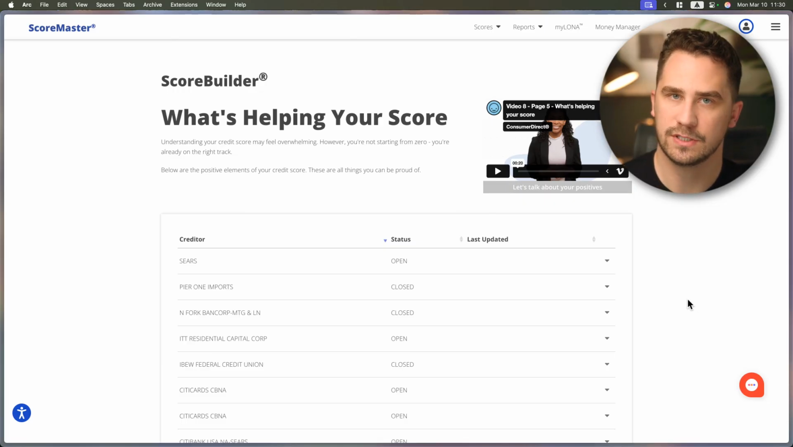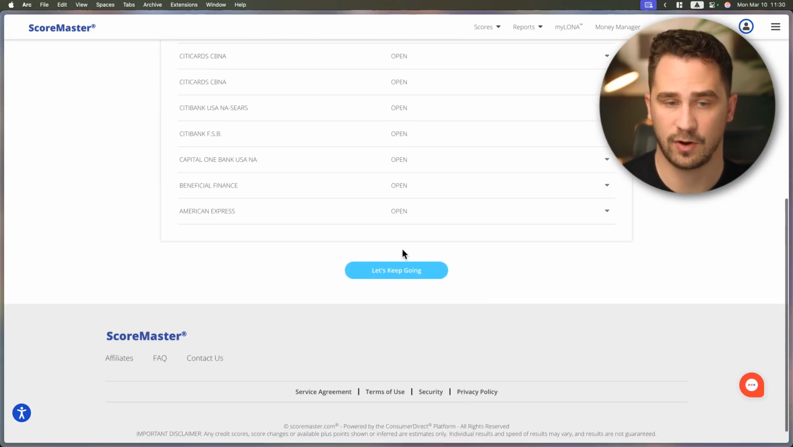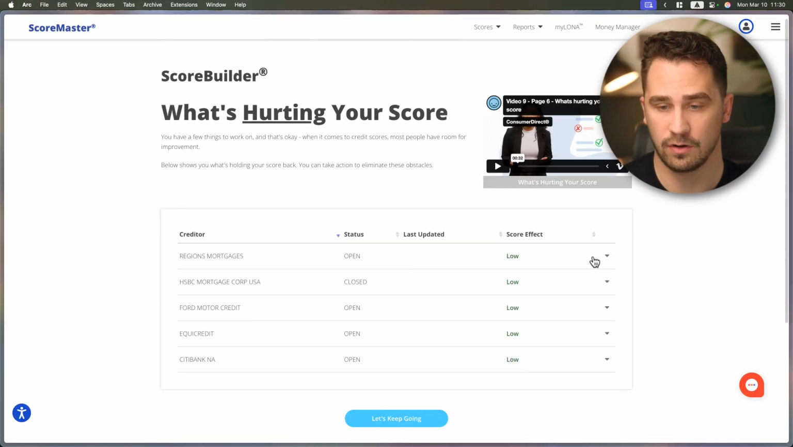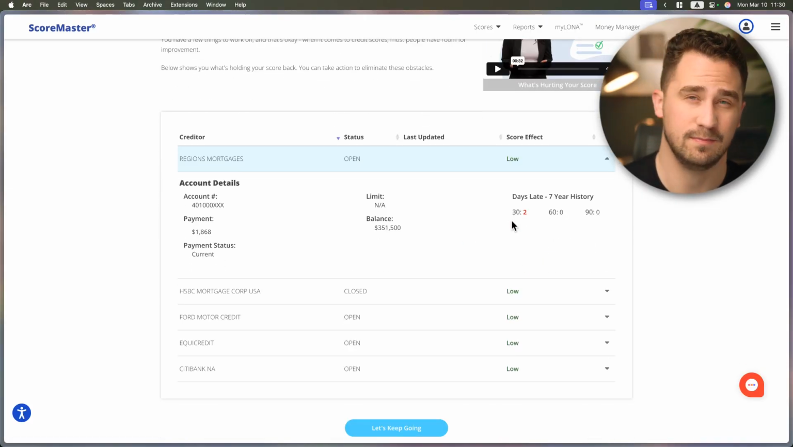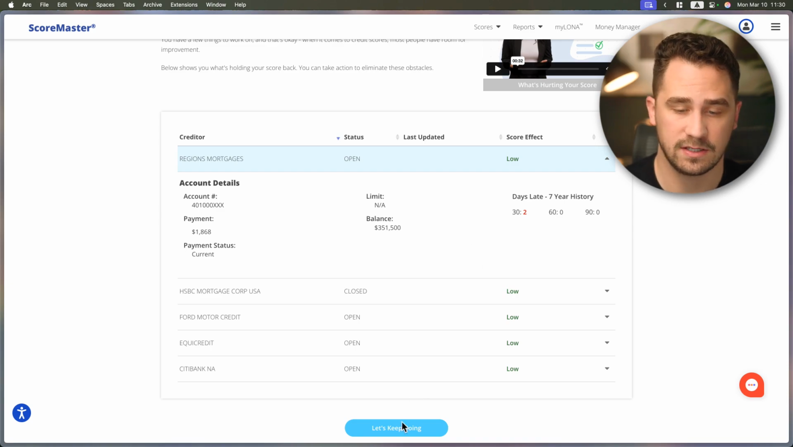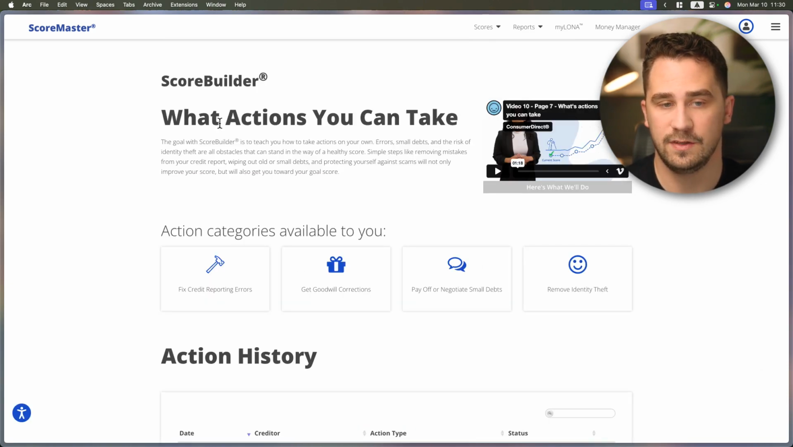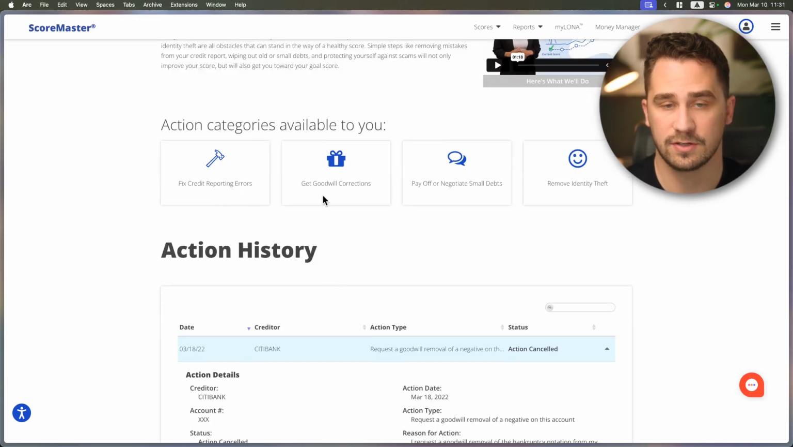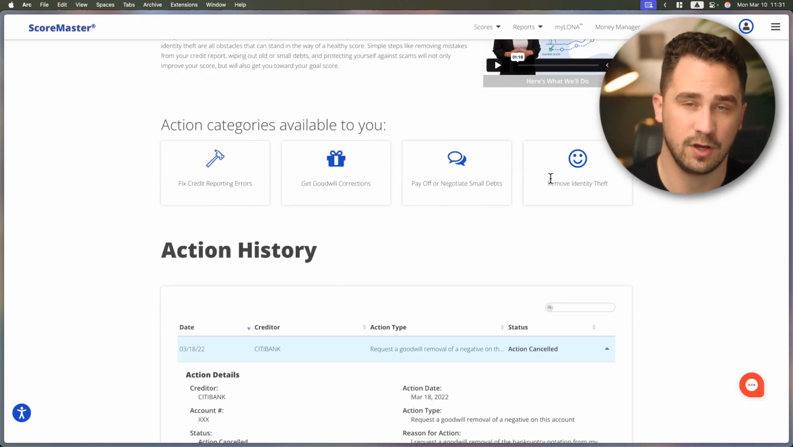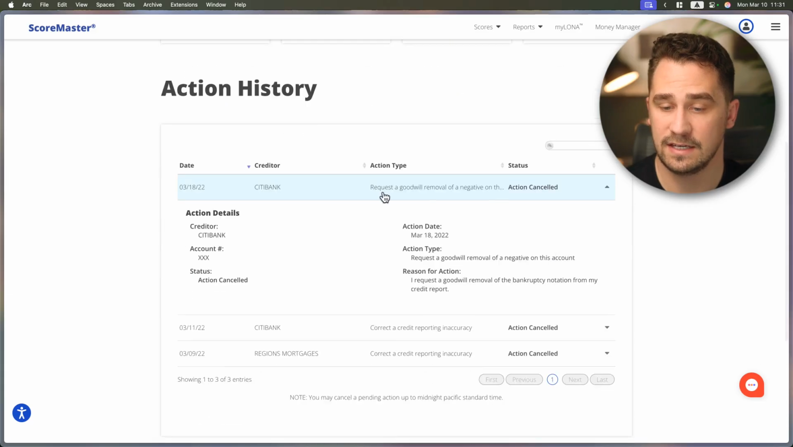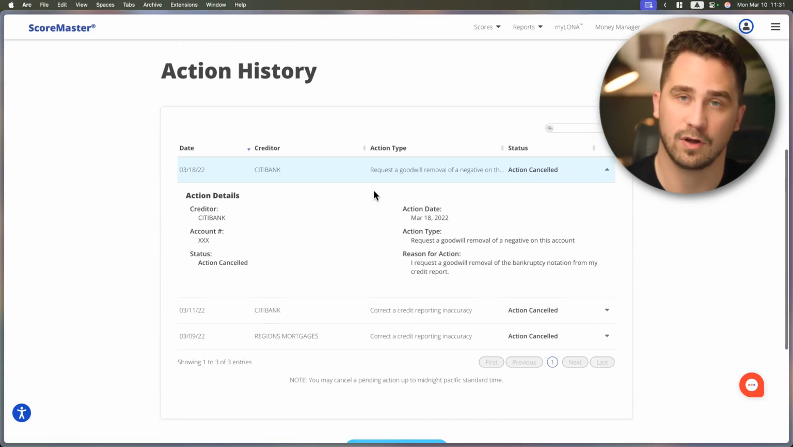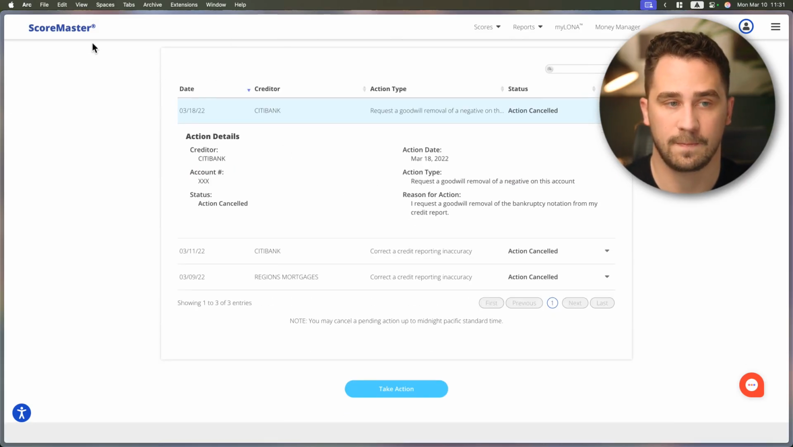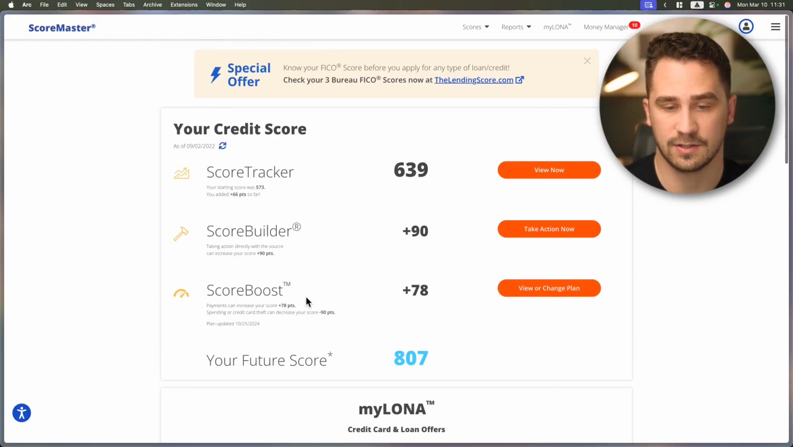So Score Builder shows us a couple things. It shows us what's helping your credit score so you can review those accounts. You can also see what's hurting your score and see why that's happening. Maybe there's late payments, things that need to be corrected on your credit report. And then you can take actions directly from ScoreMaster, whether it be fixing credit reporting errors, getting a goodwill correction, paying off or negotiating debts, or removing identity theft. And so you can go through here with all of those accounts that are negatively affecting your score and take action right here.